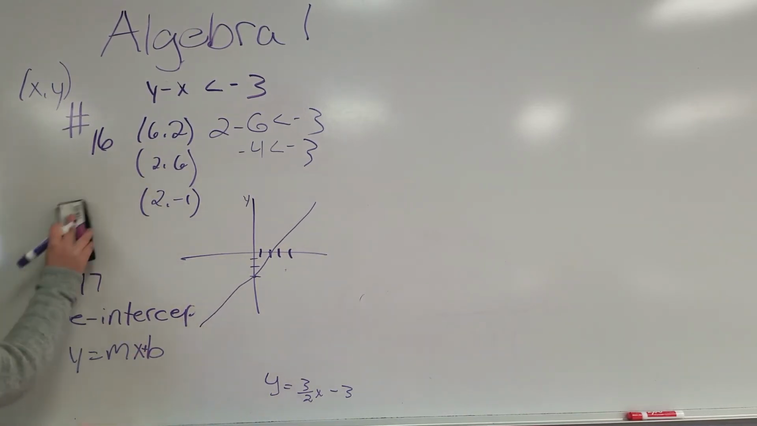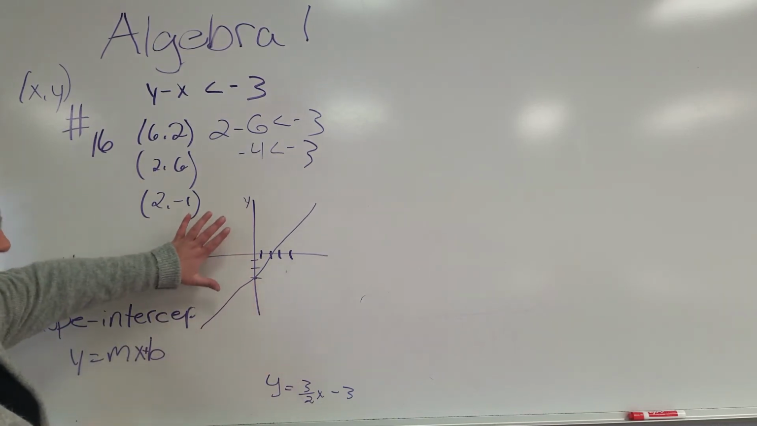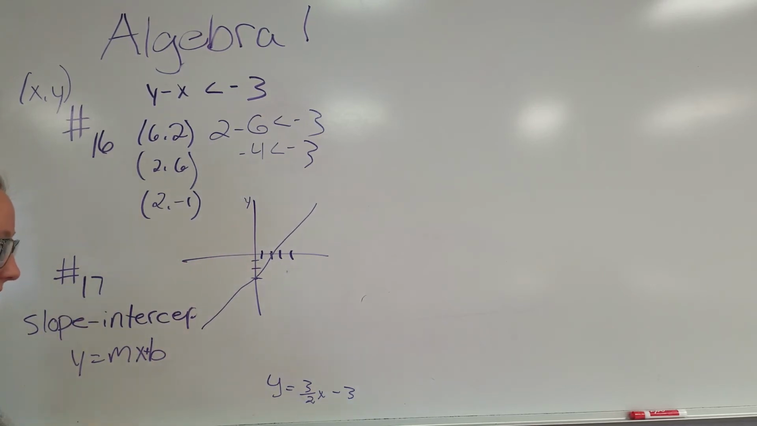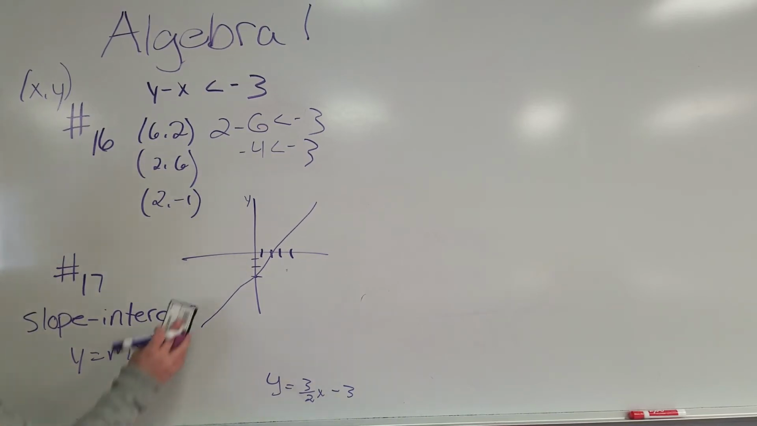Now we have to decide what side this graph is going to be shaded on, because it's an inequality. It's either equal to this or that. So we're going to pick a point. I love this point right in the middle, 0, 0, and you're going to put it back into the original equation. Let me erase this real quick.